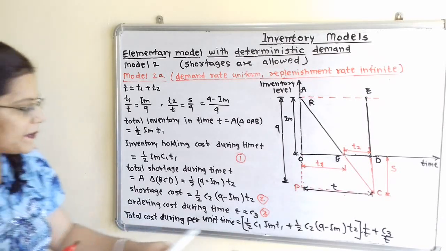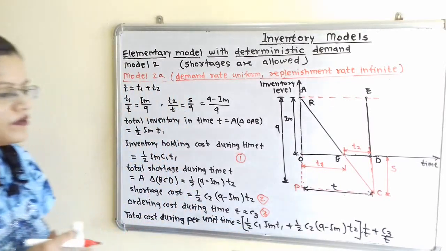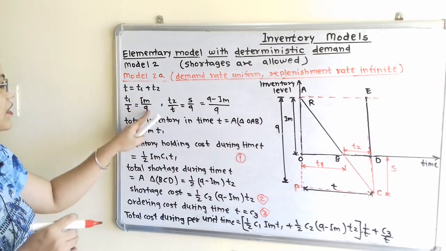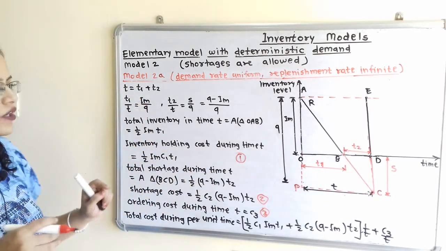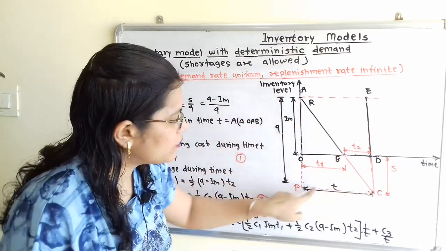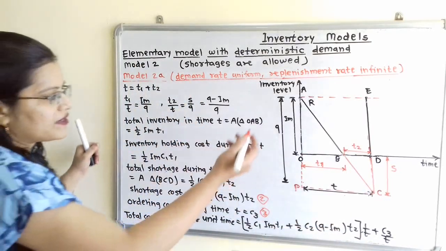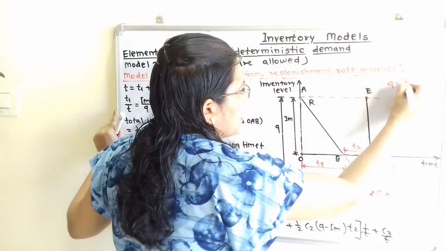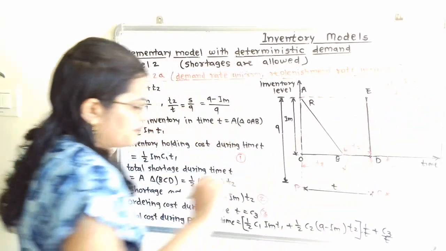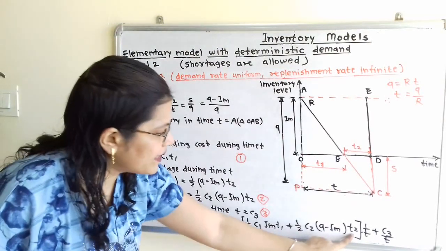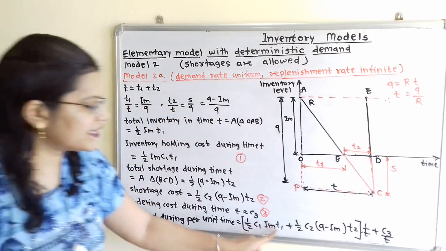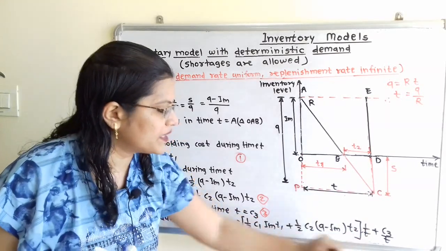Now we will replace T1 and T2 in the form of T, or in the form of IM and Q. If we observe, how can we write this Q? Q is equal to R into T, and therefore T we can write as Q by R. If I write T1 and T2 in the form of T from these two equations, then this T and T get cancelled, because in the denominator there is T.